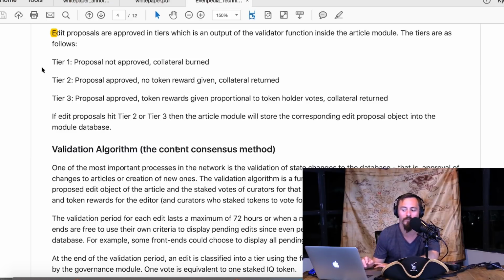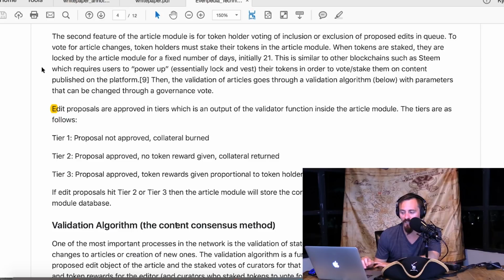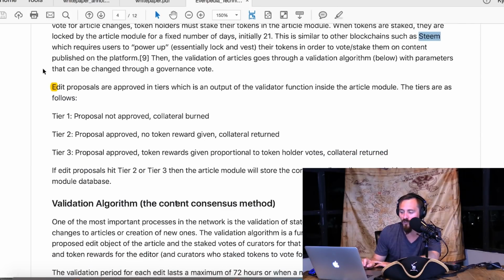I think that probably depends on the consensus. It is interesting here that they say when your tokens are staked, they are locked by the article module for a fixed number of days, initially 21. They even refer to Steam here as well, because they do something similar on Steam, which, in my opinion, creates some usability issues. I understand that they want people to have stake in the system, not just be going in and out with their money all the time.